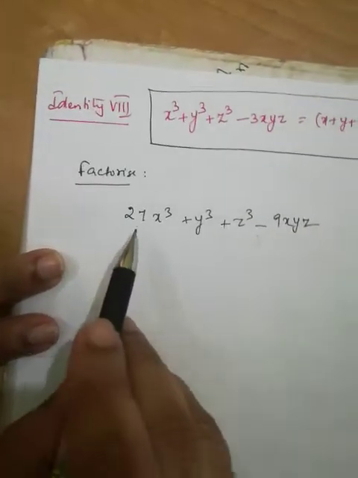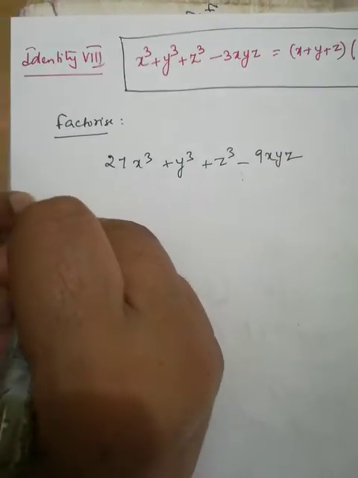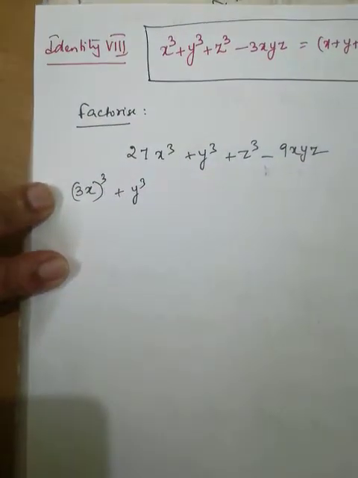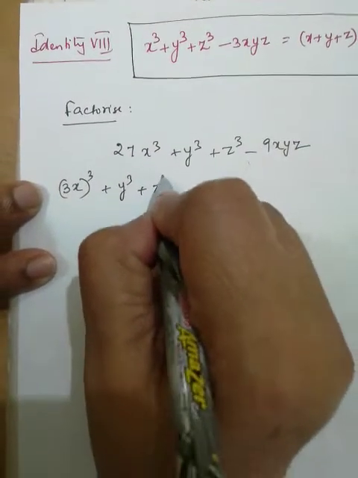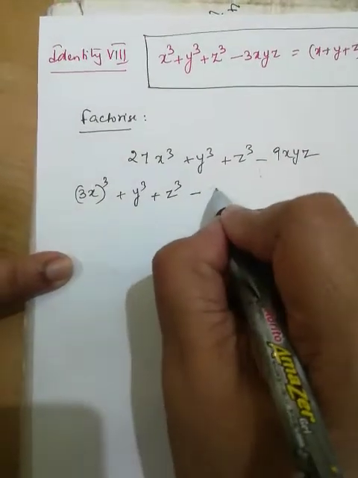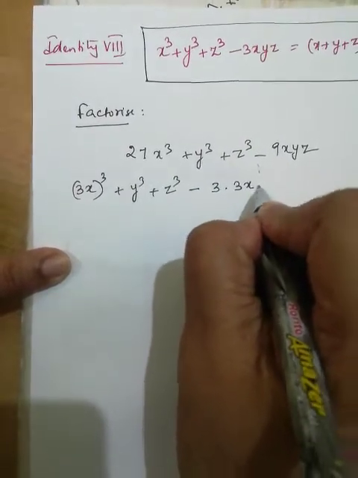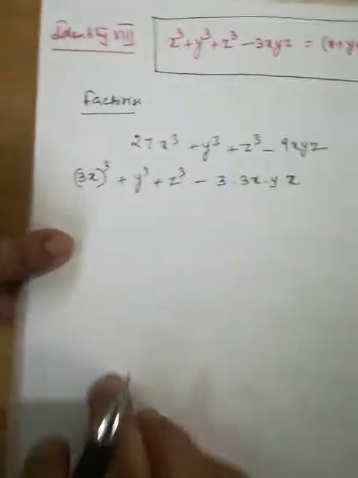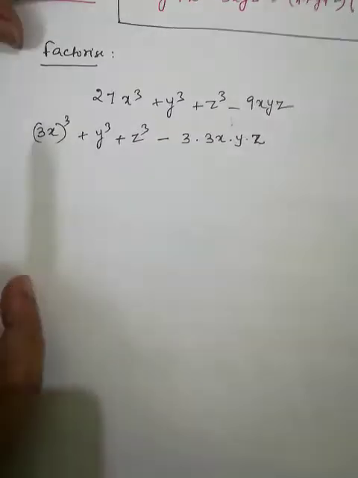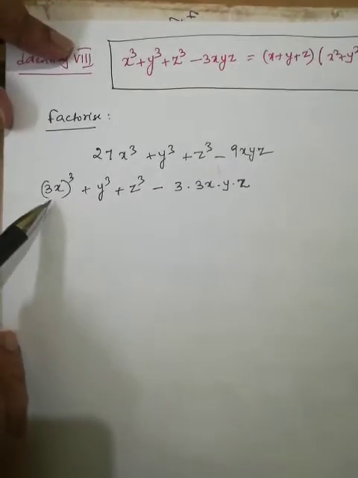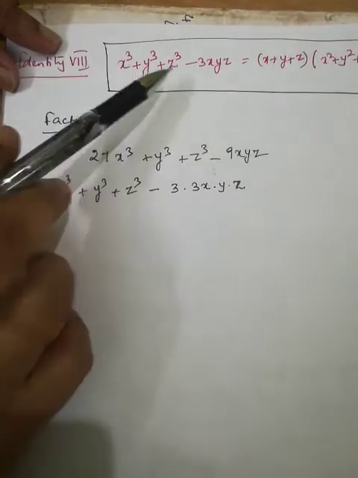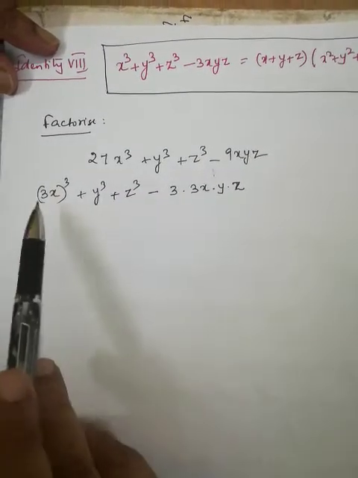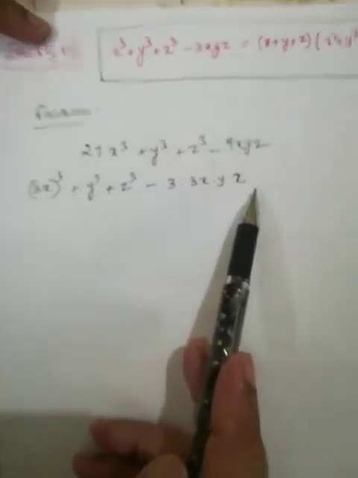So what I will do, 27x cube can be written as (3x) the whole cube. Y cube will be y cube only because there is no other term. And 9xyz can be written as 3 into 3x into y into z. Now see here, is it not in this form, identity 3? x cube, where in place of x it is 3x, y cube, z cube minus 3 times, in place of x it is 3x, because here also it is 3x into y into z.